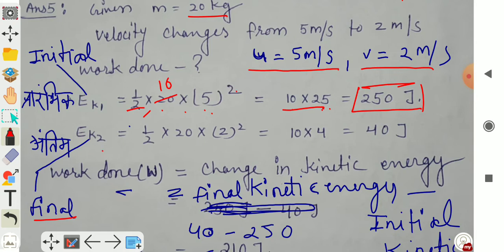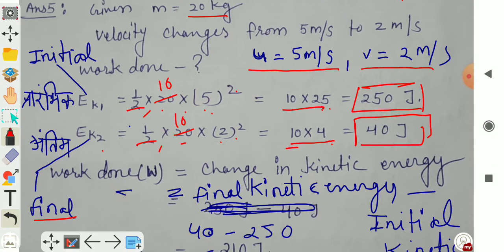In the second case, the final velocity, we have to place in this equation. So 1 upon 2 multiplied by 20 multiplied by square of 2. 2 ones are 2, 2 tens are 20. So we will get 10 multiplied by square of 2, which is 4. 10 multiplied by 4 means 40 joule. This is the final kinetic energy.